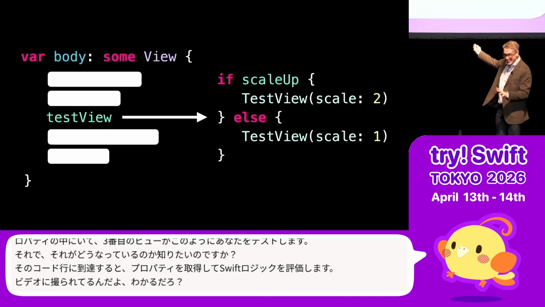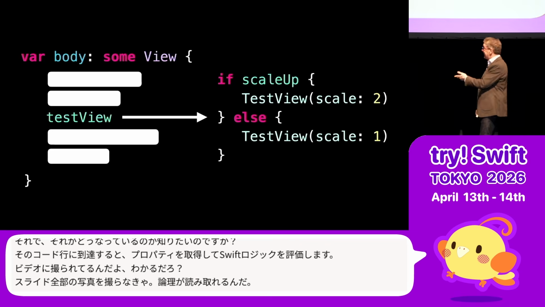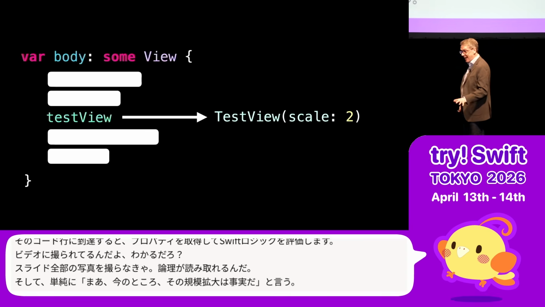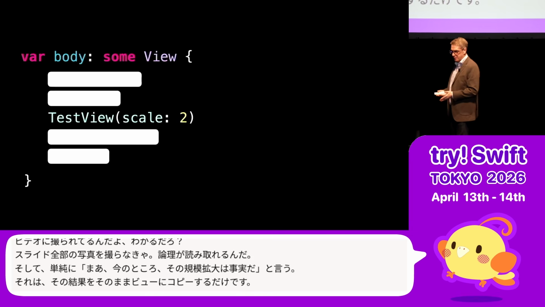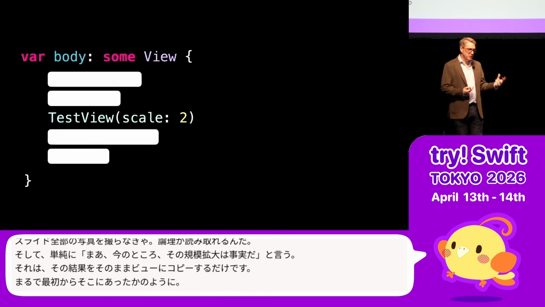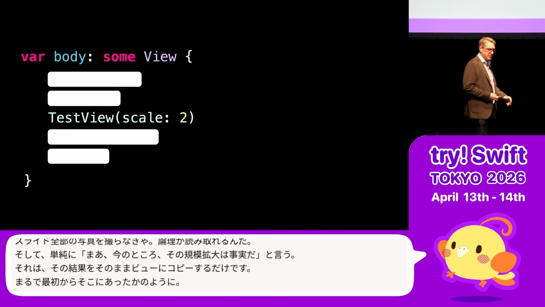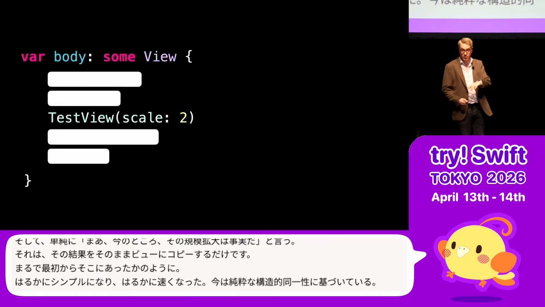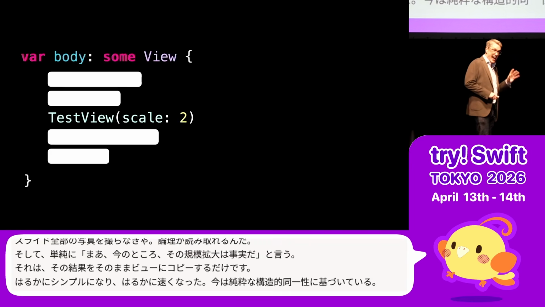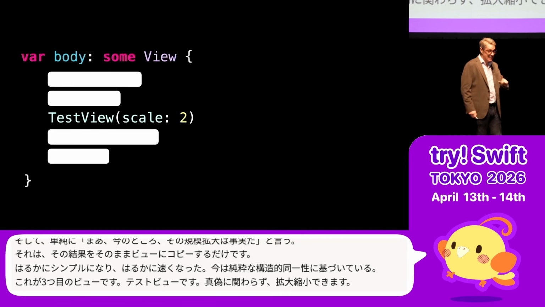It reads our logic, and then simply goes, well, right now, its scale up is true. It just takes the result of that and copies it into the view directly, as if it was always there in the first place. Much, much simpler, much, much faster. It's now pure structural identity. That's the third view. It's a test view. If it's scale up, true, false, whatever, doesn't matter. It's the same type in the same location. It's the same view.